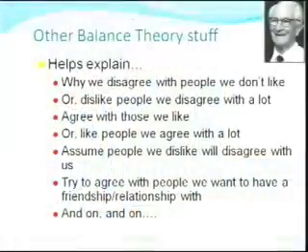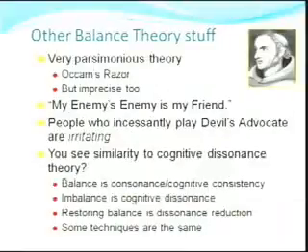It also helps explain why we agree with people we like, people that we agree with a lot, and assume people that we dislike will disagree with us even before we know. Why we try to agree with people we want to have a friendship or relationship with, right? Like why you pretend to like the same music and movies as your date even when you don't, and on and on. And so the theory probably has some holes, right?